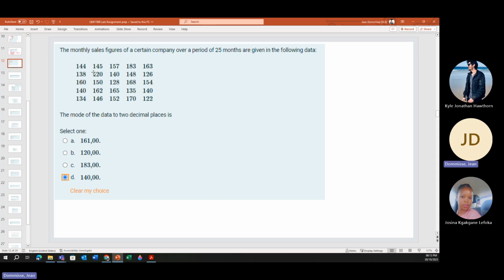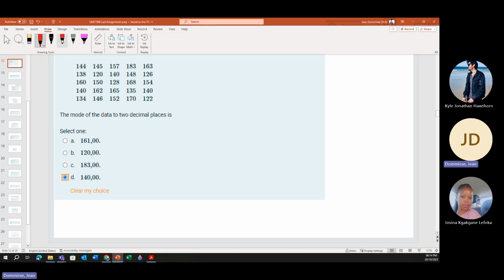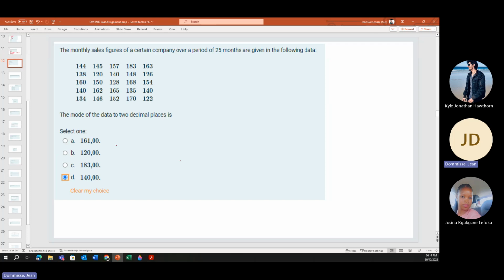You can do this in two ways. You can arrange all the numbers and then check which one is your mode. What I would do is go and check these four numbers and check which one. So I would go 140 and see, okay, there's one of them, two of them, three of them, I write next to it three. I go 183, one of them. I'll go 120, one of them. And I go 161. Okay, actually none of them. And then I'll pick D.